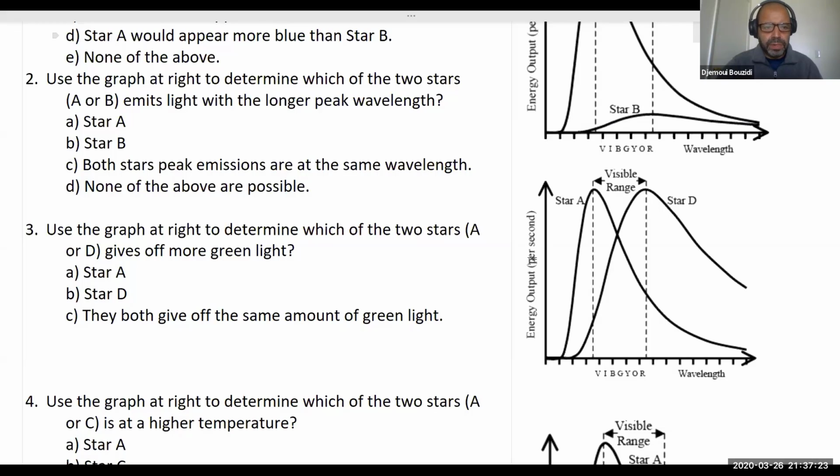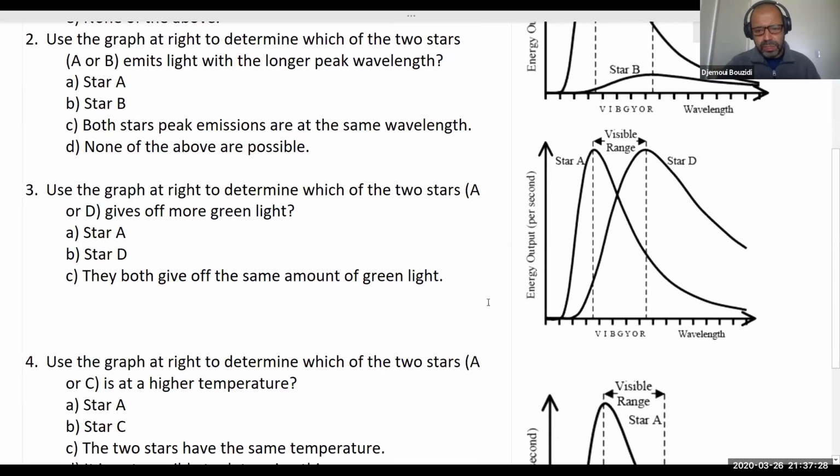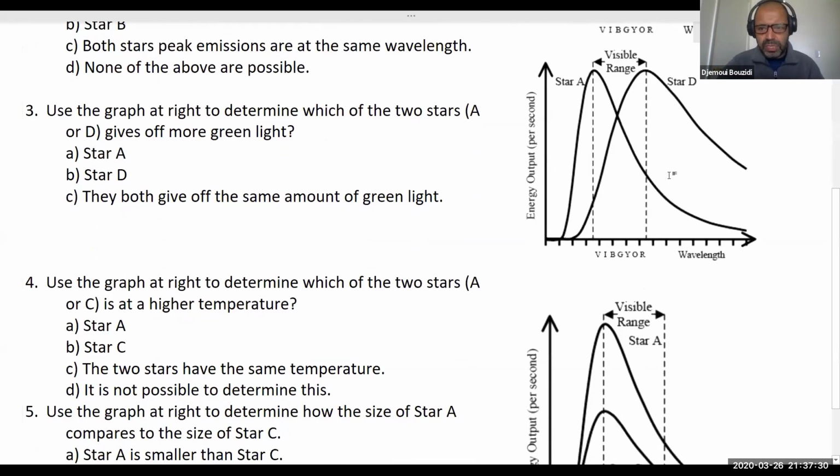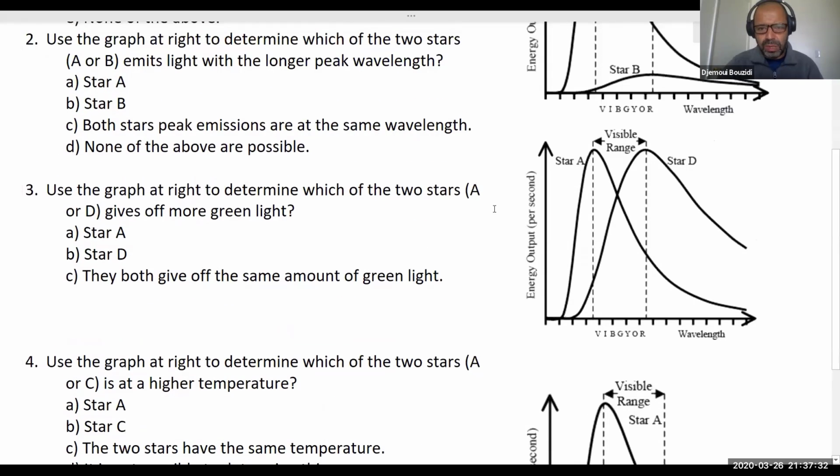If you guys don't have a microphone, it's going to be a little bit hard until I finish this question. Okay, so that's question number three. It's related to this graph, not the first one. So if everybody is okay, we're moving to the next question.